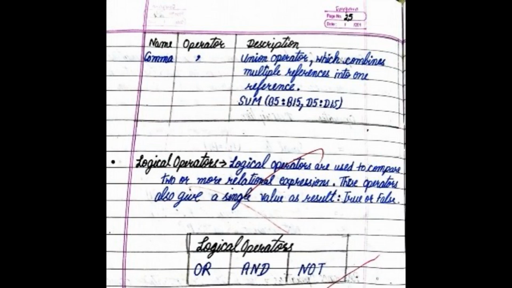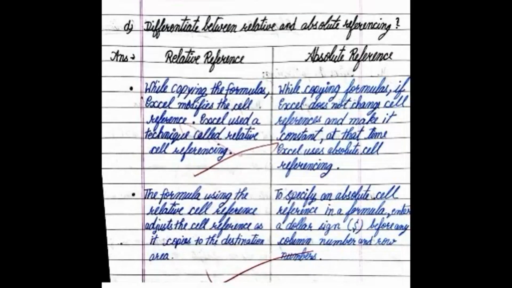Then last operator is logical operator. Logical operators are used to compare two or more relational expressions. These operators also give a single value as a result, true or false. And logical operators are OR, AND.